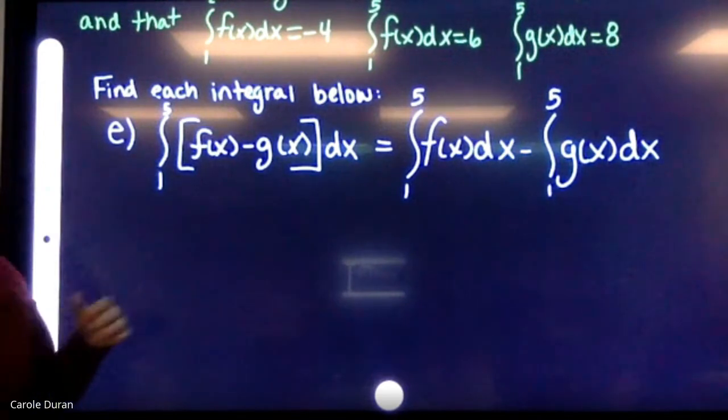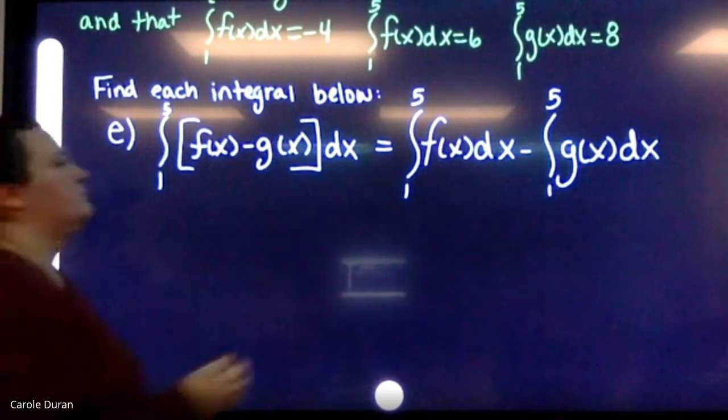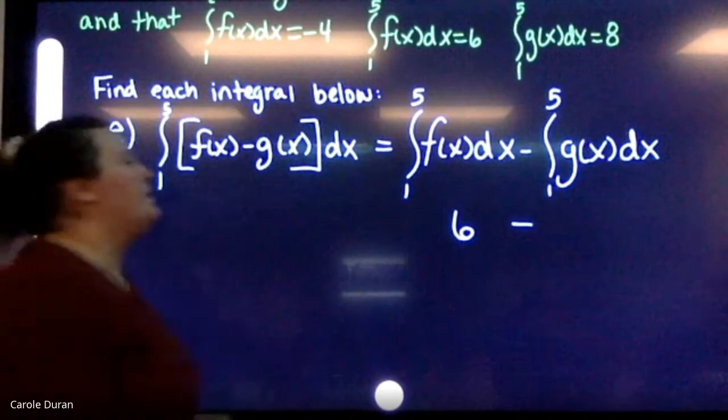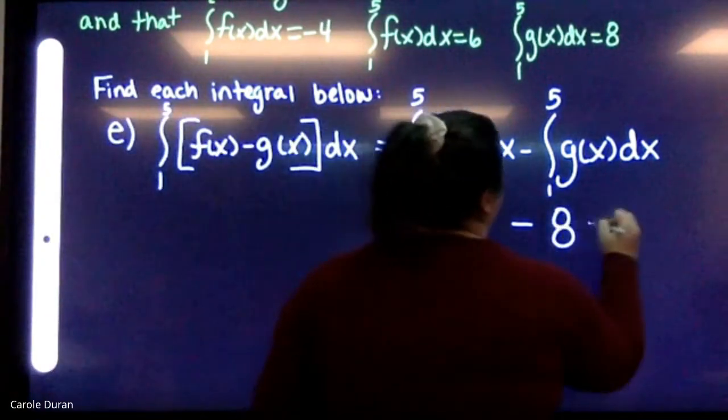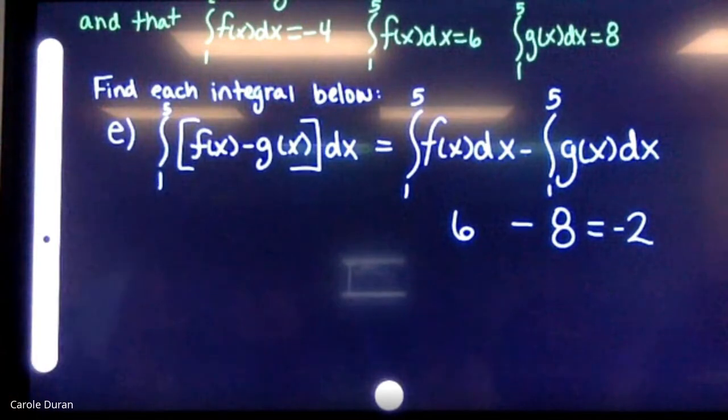So what is my integral from 1 to 5 for f? 6. What is my integral from 1 to 5 for g? 8. What's 6 minus 8? So the total area for f minus g on that integral is -2.